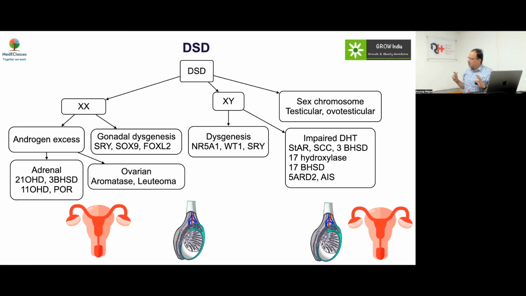So if you now remember this basic slide, which talks to you about how we classify DSD based upon this 2x2 table of Mullerian structures as well as the testis, and then based upon classifying into XX and XY, you will get the diagnosis right.